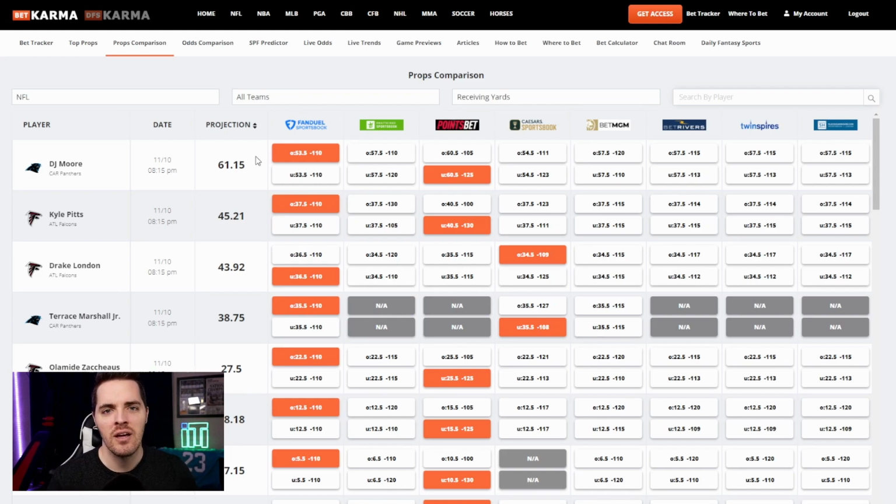If it is locked out, that one all-encompassing, all-inclusive Bet Karma premium subscription will give you access to it, including this projection column. This is not just for receiving yards. It's for all of the stats. It's for all of the leagues. So this tool is still incredibly useful to you, even if you don't have premium.